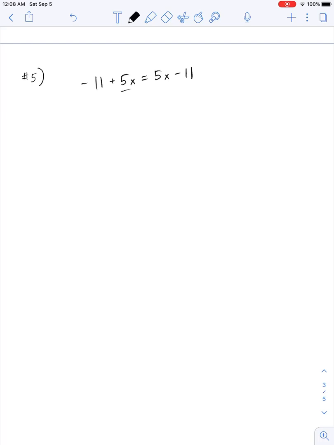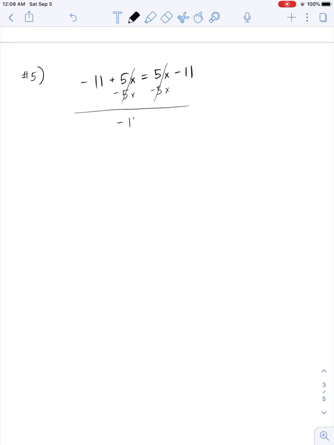All right, so with this example, we also have letters on both sides. But we notice that they're both the same, so it doesn't matter which one you get rid of first, okay? I'm going to go ahead and subtract 5x, subtract 5x. You notice that they cancel on both ends, and we're left with negative 11 equals negative 11.